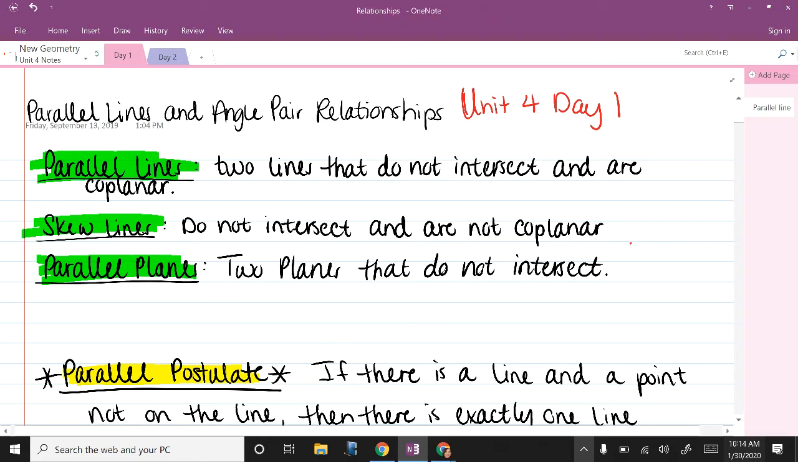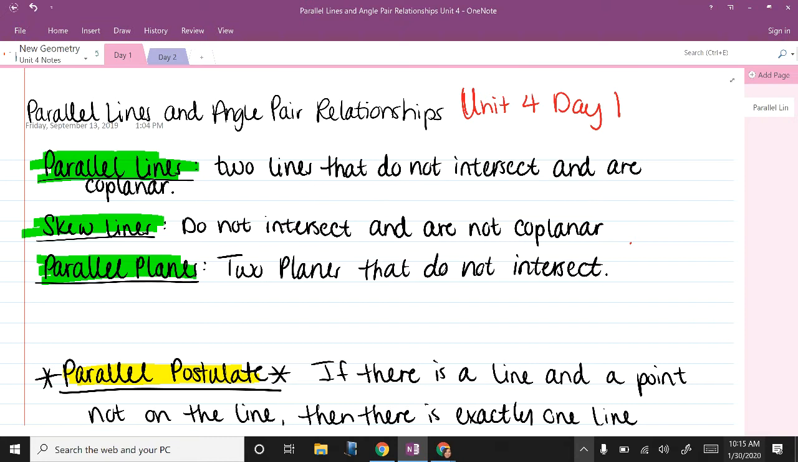All right. So parallel lines, we know what parallel lines are from Algebra 1, right? They're two lines that never do what? Intersect. In Algebra 1, what did we also learn about parallel lines? They had the same what? Slope. Very good. So they're two lines that have the same slope and they do not intersect. And here in geometry, we also learned they are also coplanar. What does that mean, coplanar? They're going to be in the same plane.